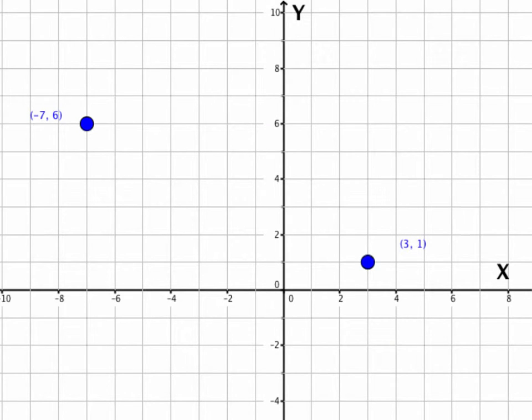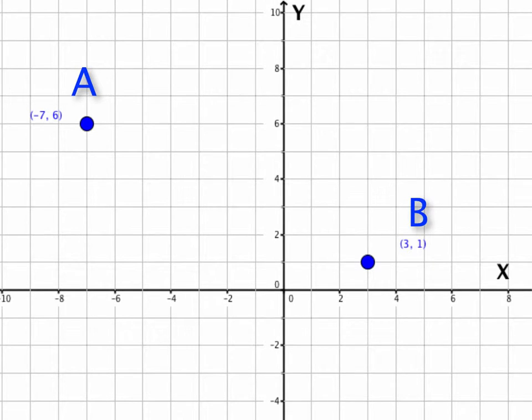All right, let's try another one. Now let's find the equation for the line containing the points -7, 6 and 3, 1. Again, first thing we want to do is draw these points on our graph. Let's label them with their coordinates, and now let's use these to find the slope. Again, let's call -7, 6 point A and 3, 1 point B.